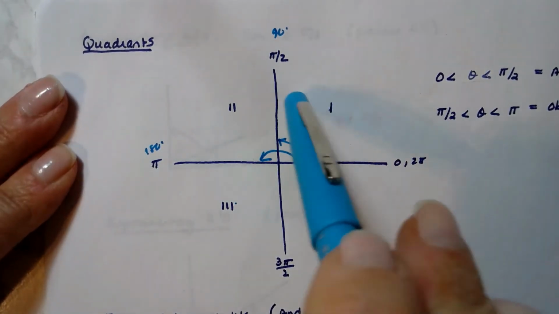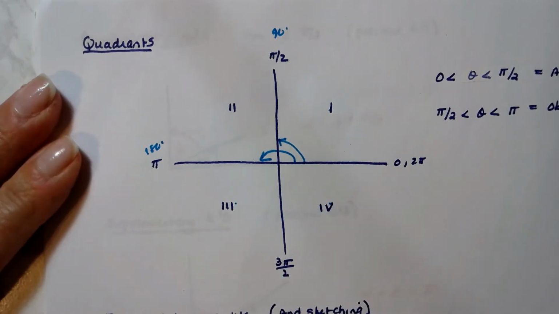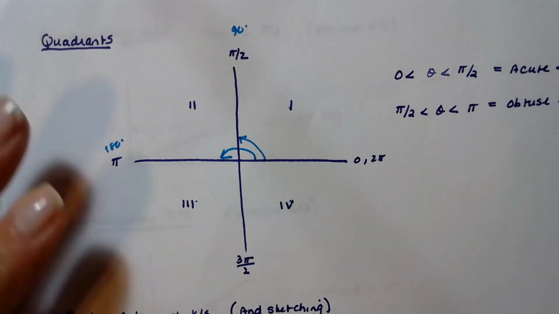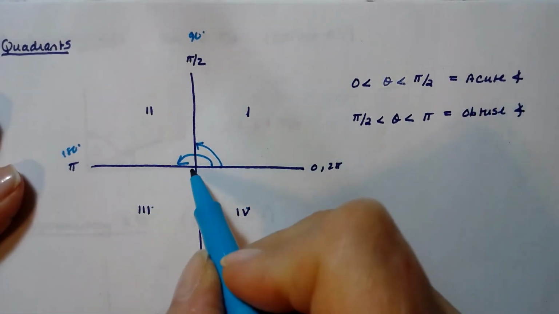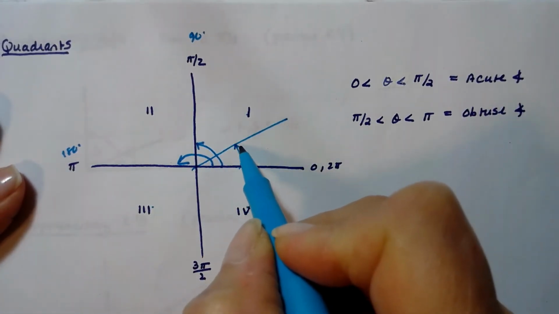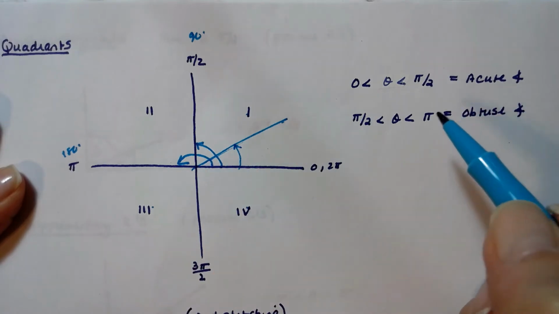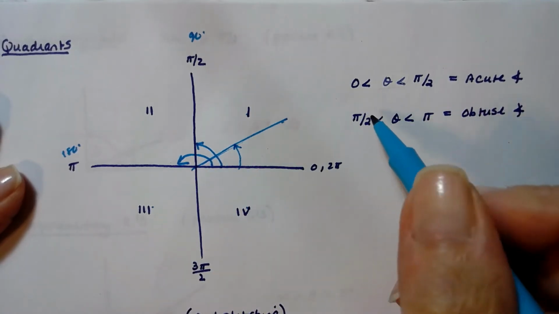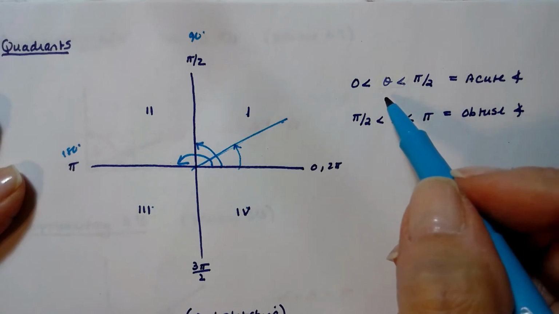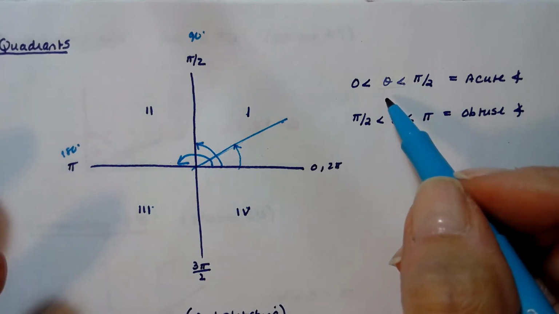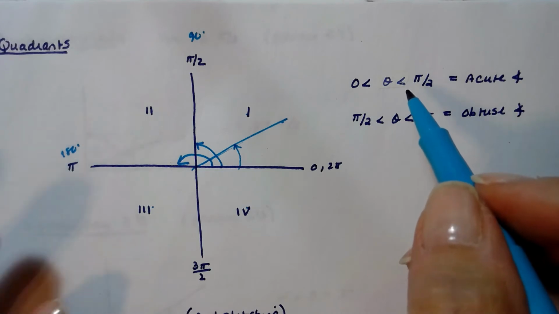So I've got quadrant 1, 2, 3, and 4 here, all right? If my angle lies in quadrant 1, it's going to be an acute angle. If I draw an angle from here to here, this is acute. Why? Because it's less than 90 and greater than 0. Acute angles are from 0 to 90, not including 0 and 90.